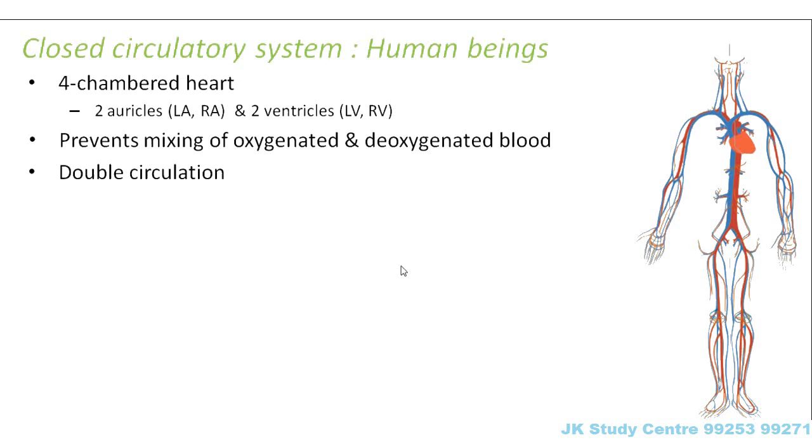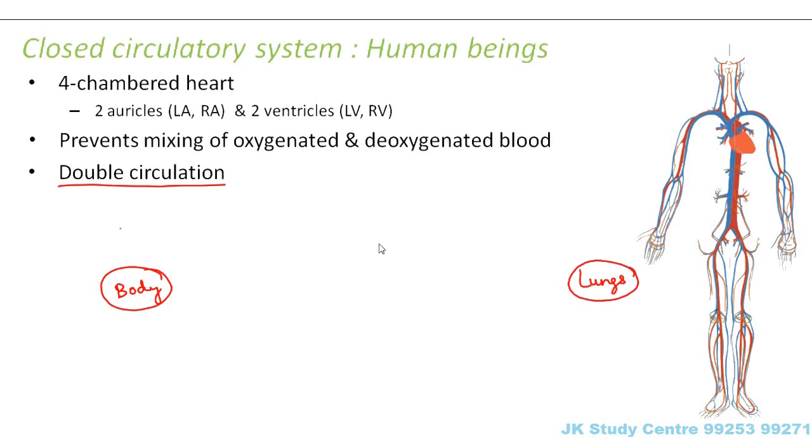So here also we have double circulation. Let us try to understand how we have a double circulation here. Let us suppose this is the body and these are the lungs, and somewhere here we have the heart, which is divided into four chambers. This is the right auricle, this is the left auricle, this is the right ventricle, and this is the left ventricle. The auricles are the ones which will receive blood, AIR. Auricles are the receiving chambers, ventricles are the pumping chambers, that is VIP.